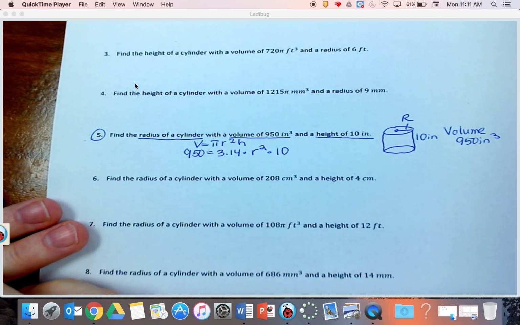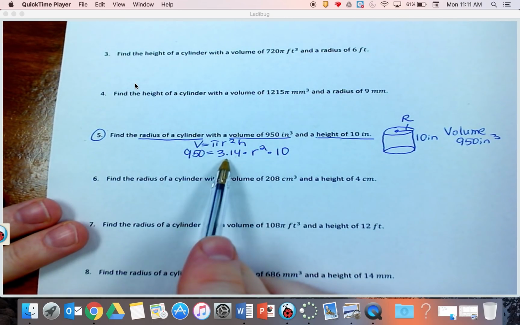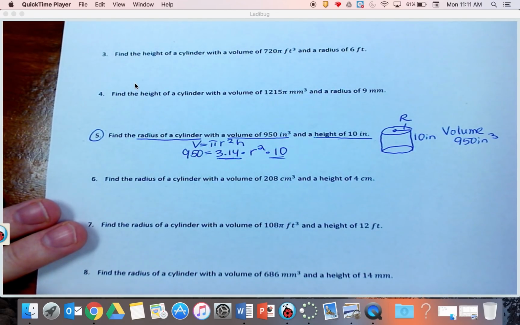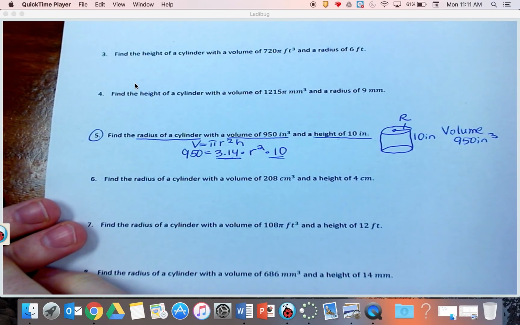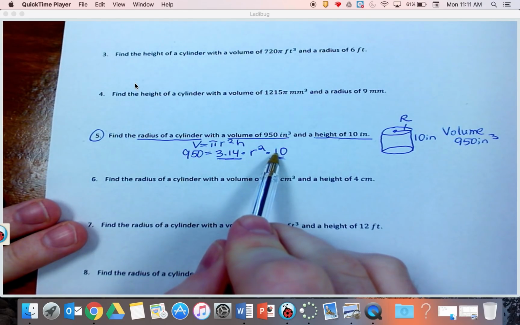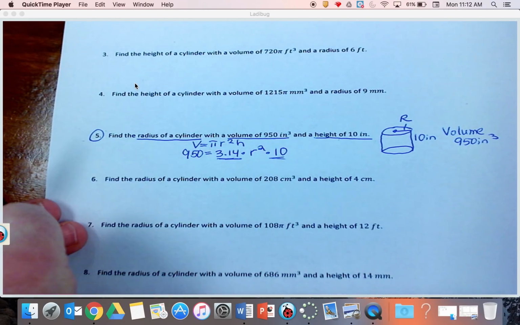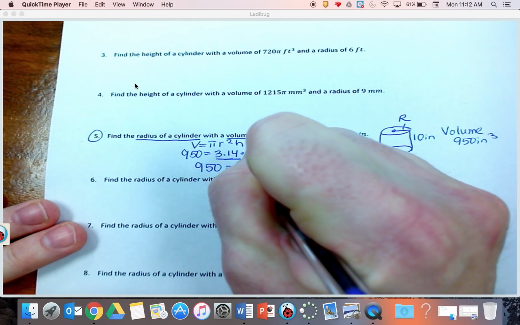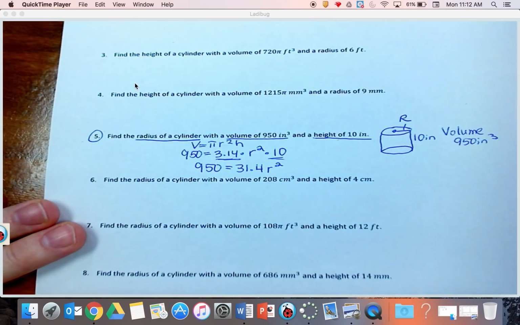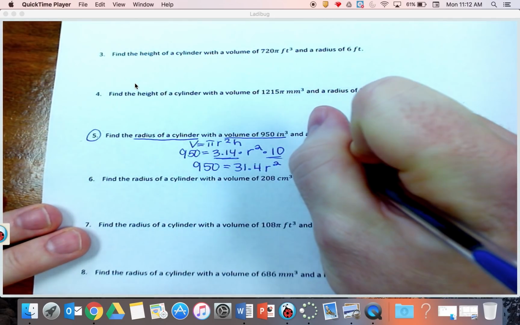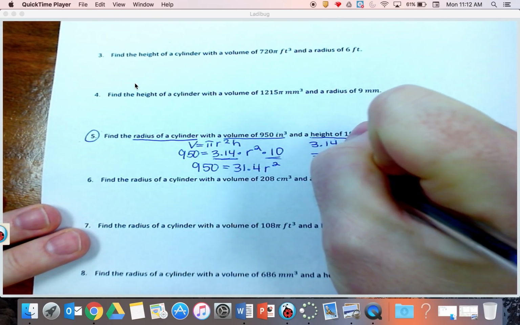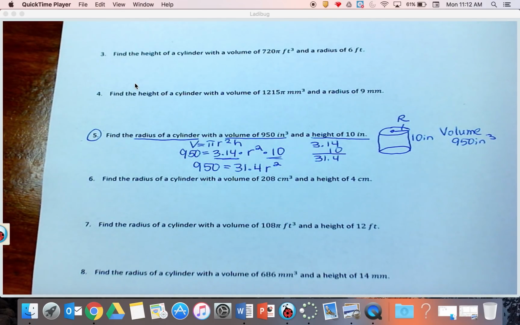So now I'm good. The next thing I need to do is clean this part up by combining my terms together. I have 3.14 and 10. I can combine them by multiplying, because remember this is all times. So I'm going to do 3.14 times 10, and I'm going to end up getting 31.4. So this is now my equation. If you need to see where the 31.4 came from, it's 3.14 times 10 gives me 31.4.